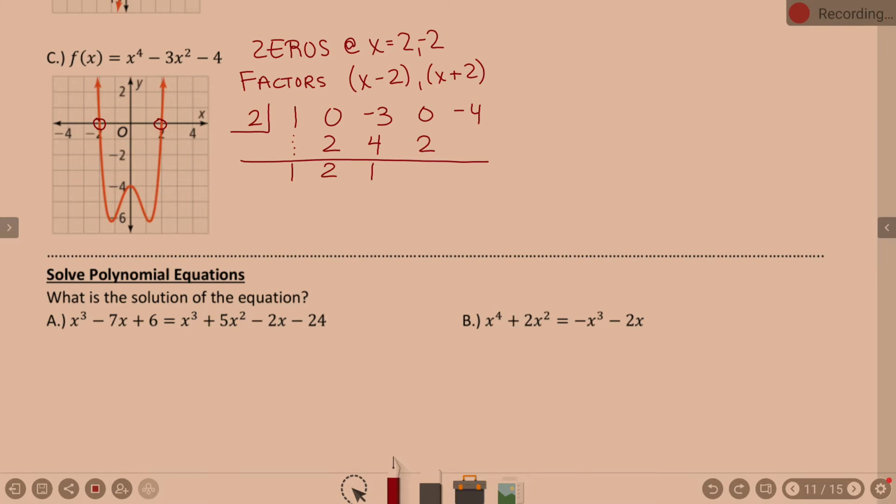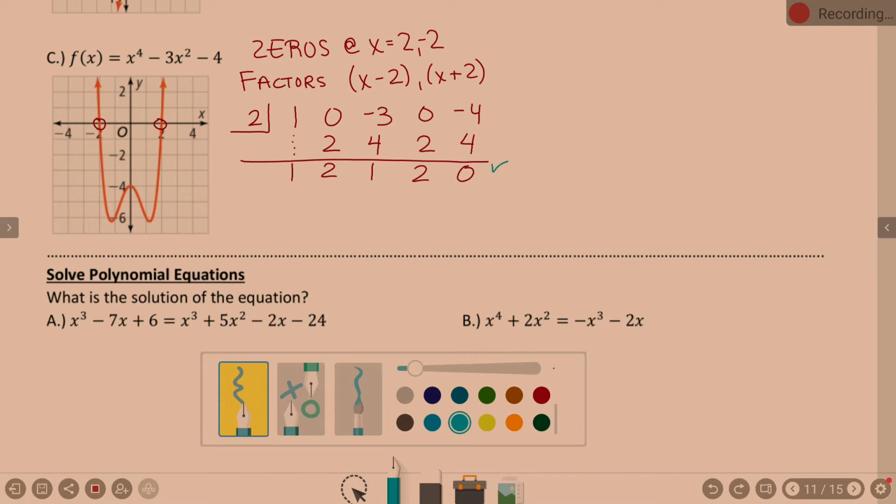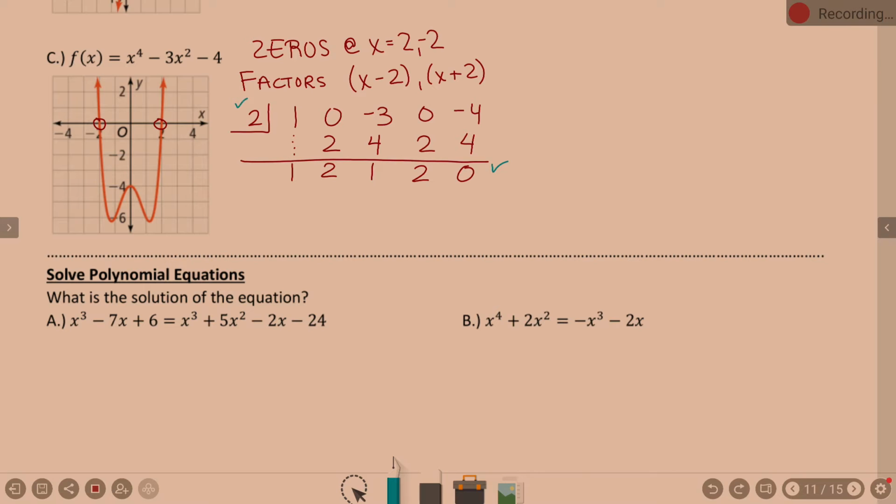2. 0 plus 2? 2. 2 times 2? 4. -4 plus 4? 0. Okay, guys. Right here, that tells me there's a remainder of 0, which is what we want to see, right? 1, 2, 1, 2. And that means that 2 works as we expect it to work, right?